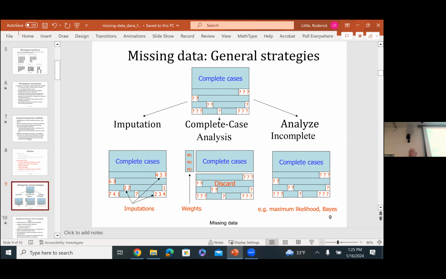Another example is Bayes, because you can always add a prior distribution and do Bayesian analysis. The other two general strategies are to do imputation to fill in the missing data, where I'm going to focus mainly on multiple imputation, and complete case analysis, where you throw out the cases that have missing values. If you throw them out, then sometimes those cases get weighted to make them more representative of the original sample.